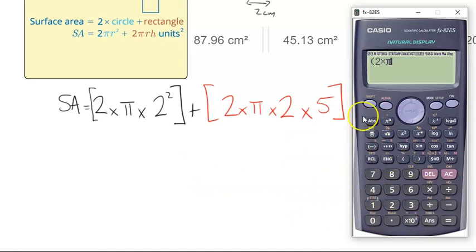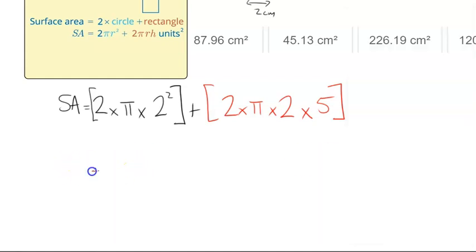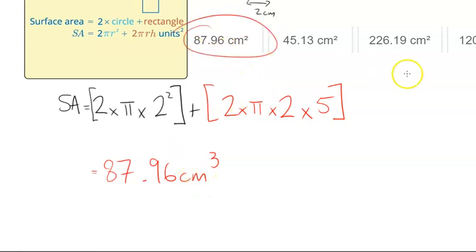So 2 times pi, remember shift and that button there to get the pi, times 2 squared, close bracket, and we're going to add this to 2 times pi times 2 times 5, close bracket. And here, this will be 28 pi. Remember, I want this in decimal format, so this is 87.96. This is equal to 87.96 centimeters cubed, or cubed centimeters. 87.96 is that solution there.